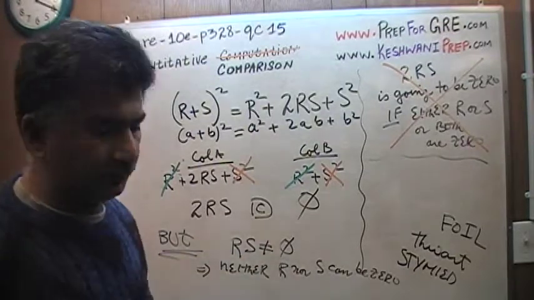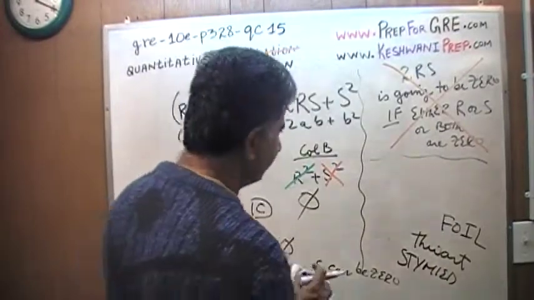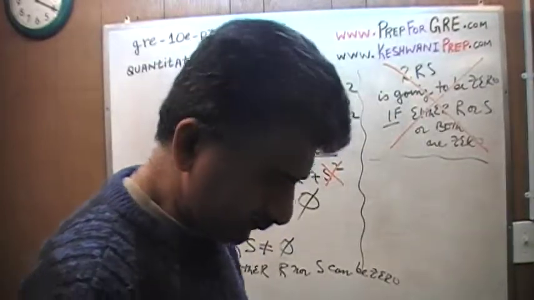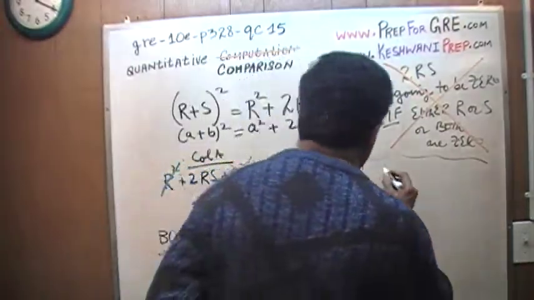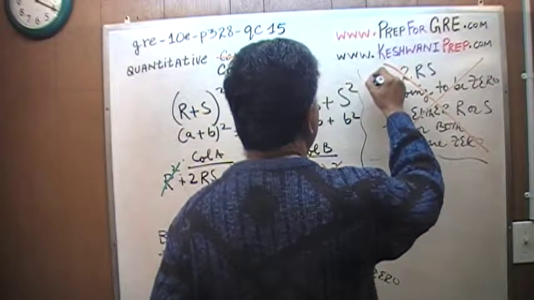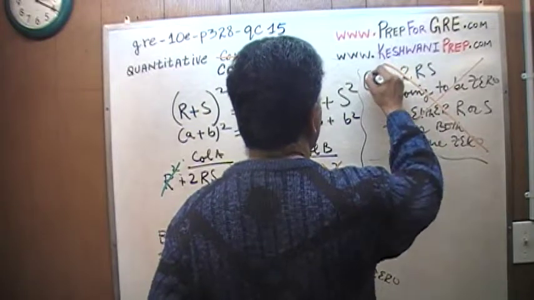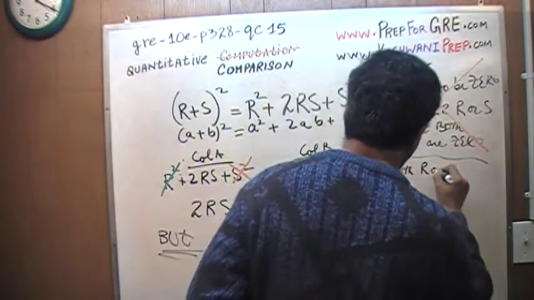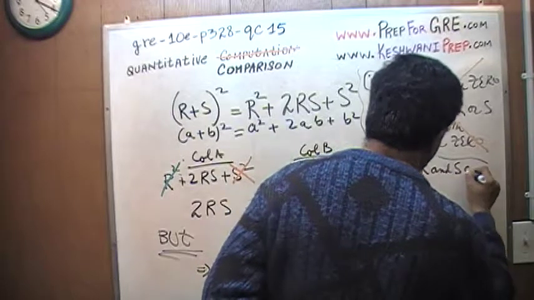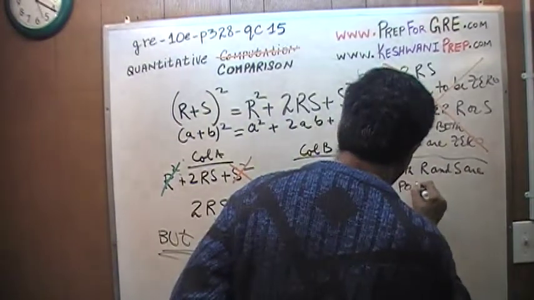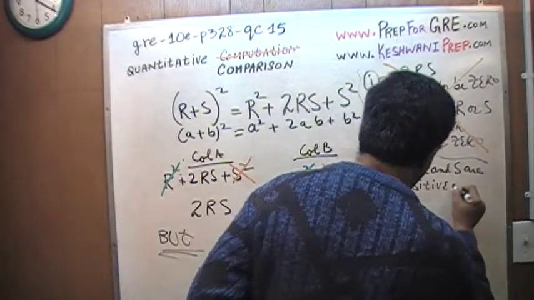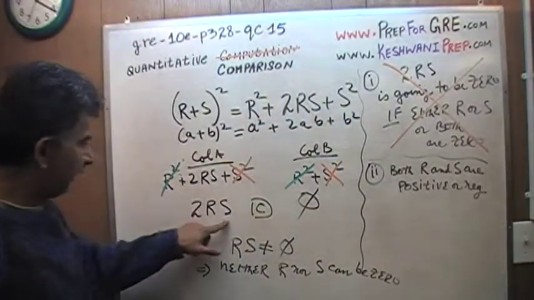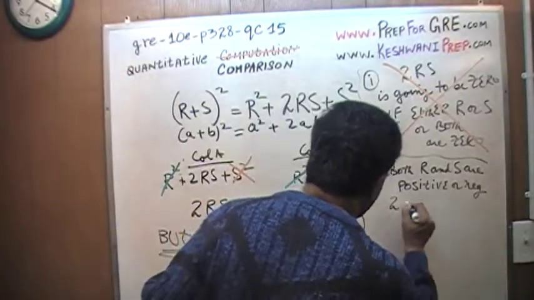So now we have to look at the other two possibilities. That was the first scenario, Roman numeral 1. The second scenario is that both R and S are positive or negative. If they are both positive or negative, you see 2 times R times S right here.